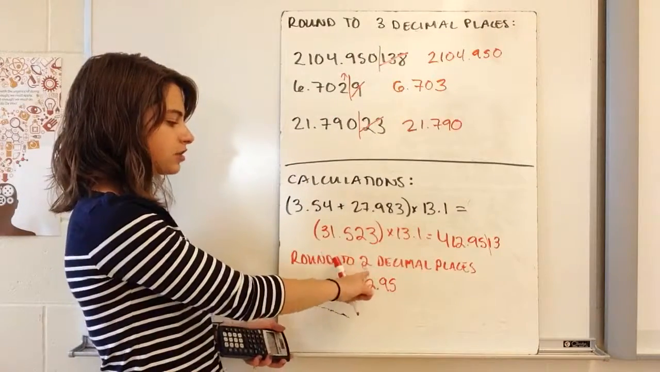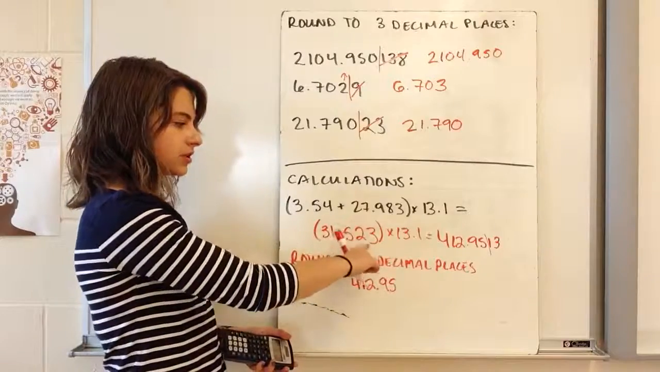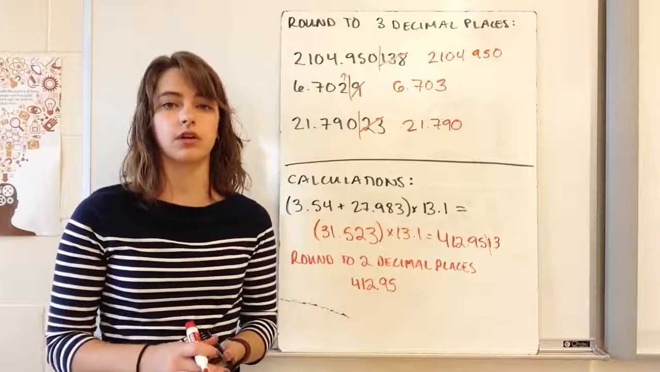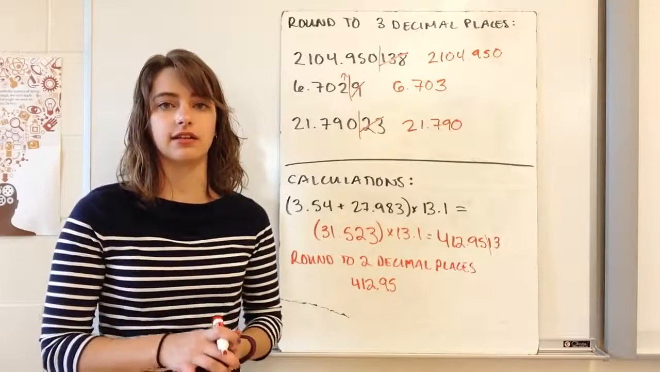Notice, even though it said 2 decimal places, I didn't round this number to 2 decimal places until the end. I waited until the very end to do my rounding, and that's always what you want to do. Wait until the very end to round your answer.